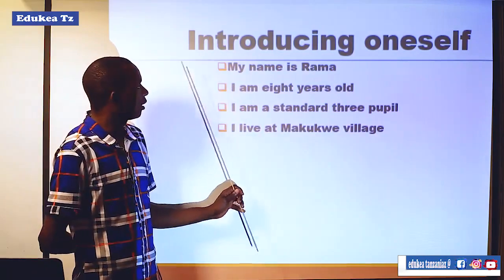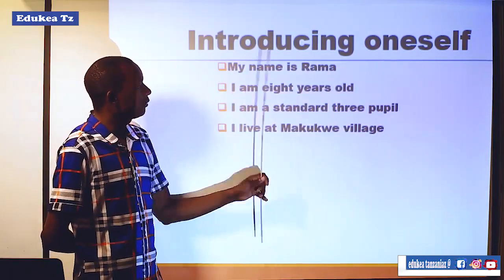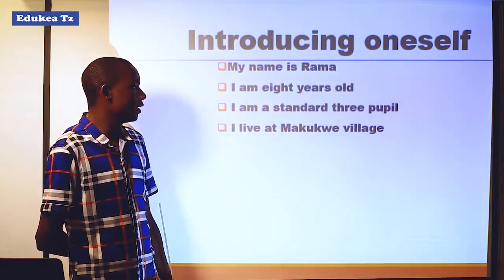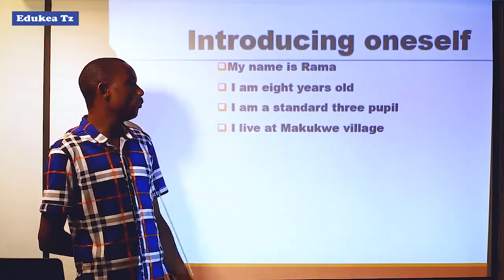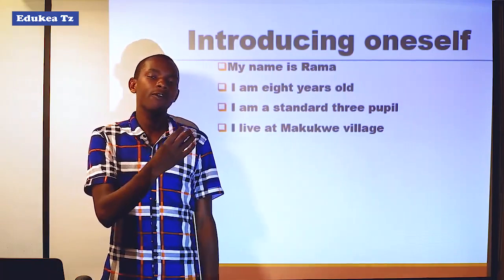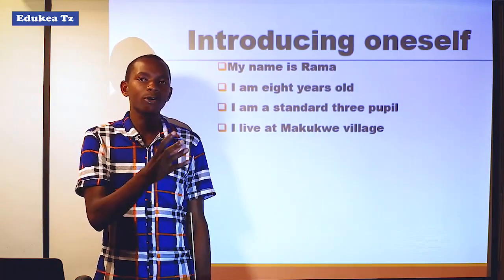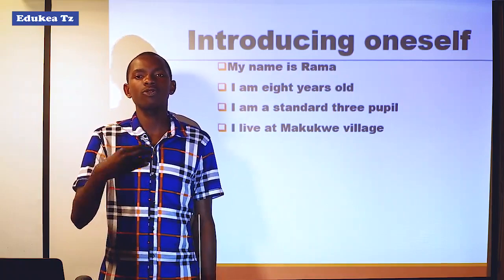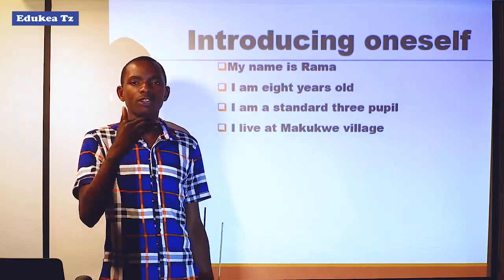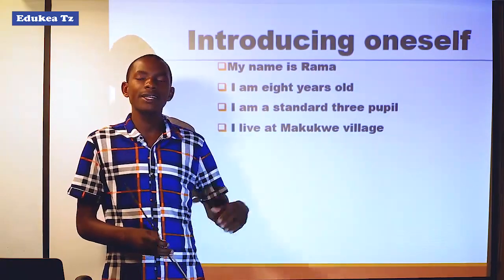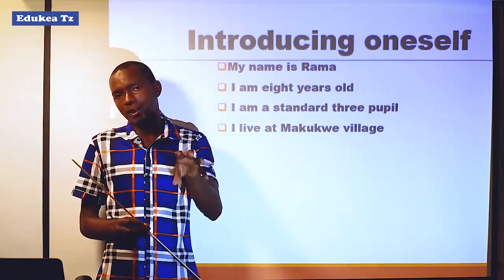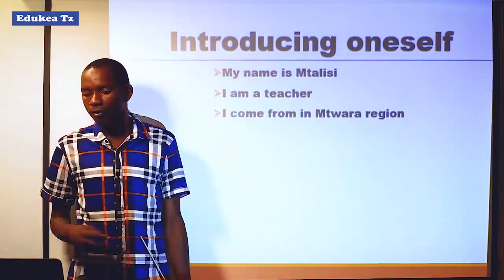Also here, introducing yourself. My name is Rama. I'm 18 years old. I'm a Standard 3 pupil. I live at Makukwe village. So here, if we studied things to consider when you want to introduce yourself, those things have been arranged properly from one to another. So you are supposed to consider those issues.